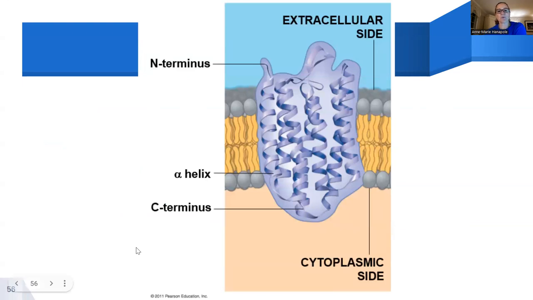Okay, so when we're looking at those integral proteins, when the protein is folded up, in order for it to be able to kind of hang out with all these tails, this region of the protein needs to be hydrophobic. And then, of course, the part that's on the inside or the outside where there's water, those are going to be polar regions of that protein.